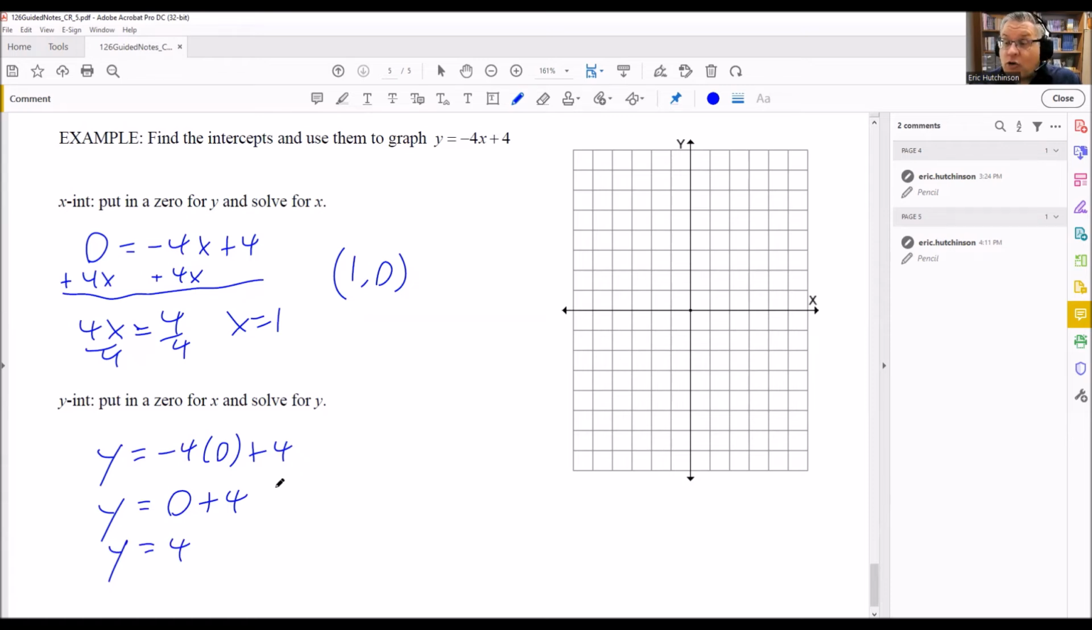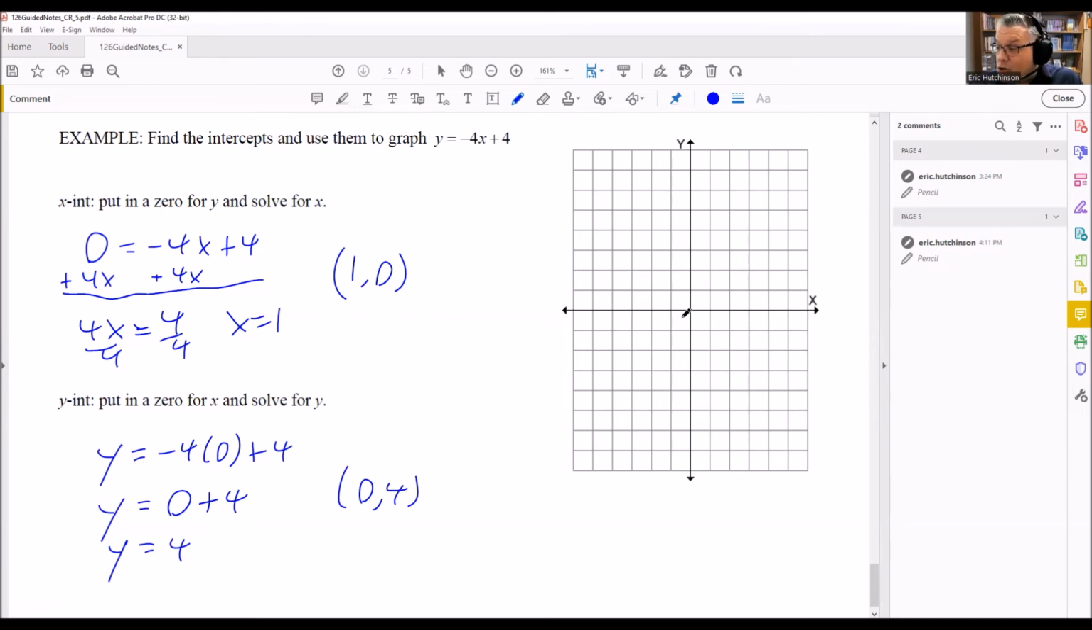Okay, so now we want to write the coordinate for this one. 0 for X, and then we got a 4 for Y. So 0 for X means we put the 0 in there first, and then the 4 goes second. So now we have 1, 0, and 0, 4. These are 2 points that I want to now plot, and I'll connect those with a line.